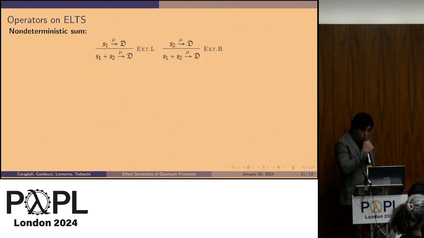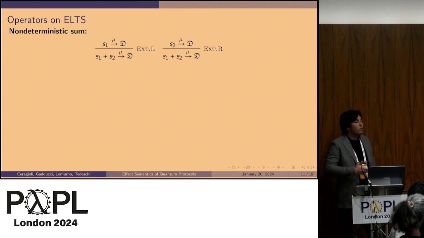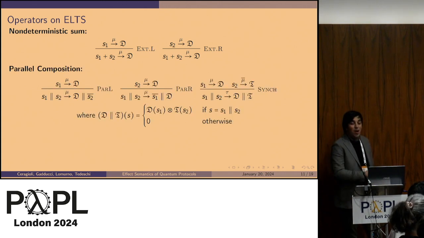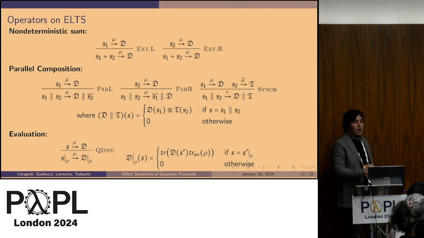What can we do with these LTS? Our idea is that we will use them to model quantum protocols. So we are interested in representing in this semantic object those features of programming of quantum protocols. So we have non-deterministic sum of LTS. We have parallel composition of LTS with also synchronization. And we have evaluation of an LTS, because an LTS, again, is in a sense a parametrized probabilistic LTS.